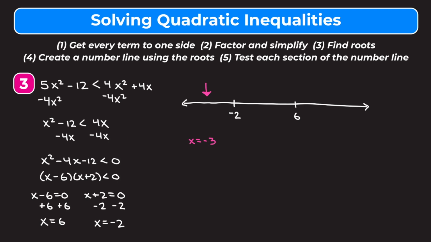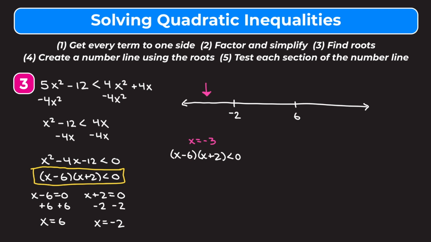And I'm going to show you guys a shortcut for testing each interval on the number line. So typically we're using the non-factored form of our polynomial to test, but it's actually going to be easier if we use the factored form. So we're going to use this factored form right here, and I will show you guys how to do that. So let's start by writing our factored form: x minus 6 times x plus 2 is less than 0.